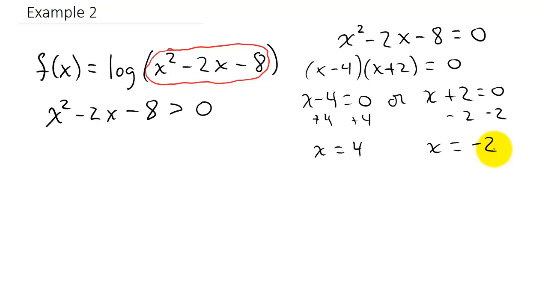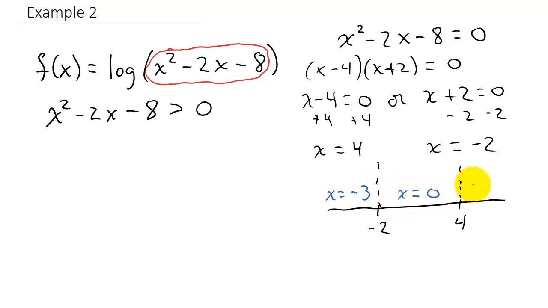Alright, so what we want to do now is plot this on the number line. We want to plot the 4 and the negative 2 on the number line. What this does is split the number line up into 3 regions: this region, this region, and this region. Now we choose a number from each region. Here I'm going to choose x equals negative 3. Here I'm going to choose x equals 0. And here I'm going to choose x equals 5.